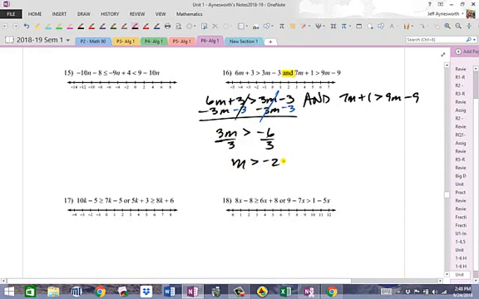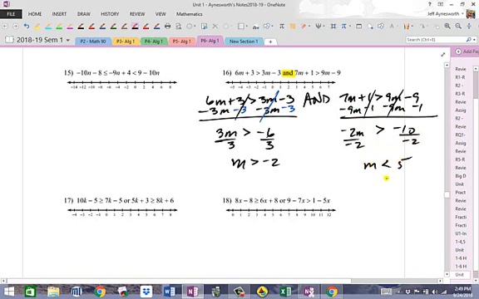All right, next one, subtract 9m and subtract the 1 at the same time. You get 7 minus 9 is -2m. These cancel, greater than -10. And be careful here, when you divide by -2, you get m is less than 5. So if you're greater than -2, that means you're between, and you're less than 5, that means you're between these two values.